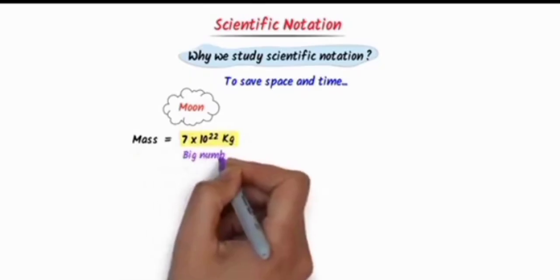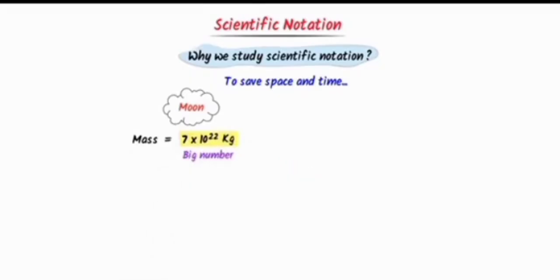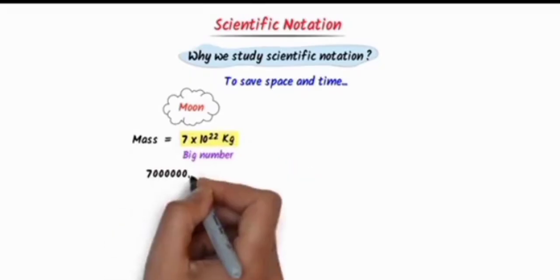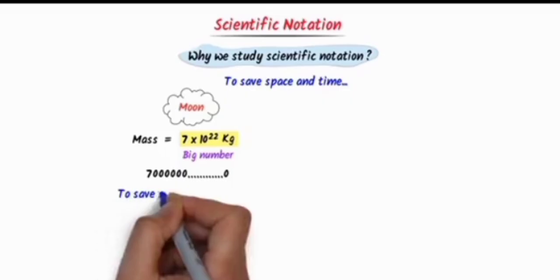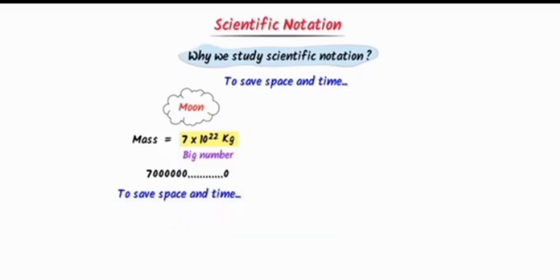It is a very big number. If we write it, it will be 700 up to 270 zeros. It is too big a number. Now to save space and to save time, we use scientific notation. We write it in scientific notation as 7 into 10 raised to the power 22 kg.